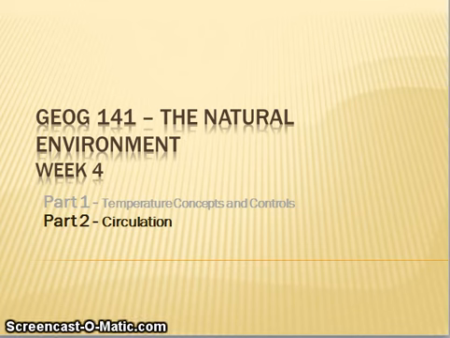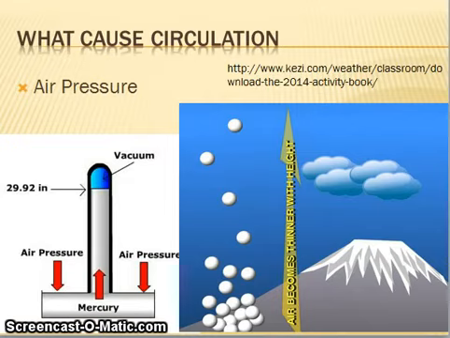So the second part of week 2, we're going to talk about circulation, predominantly atmospheric circulation. We'll talk a little bit about ocean currents. So this circulation is set up by the difference between warm air masses and cold air masses, and it's really based on this idea of air pressure. So air pressure is just the weight of the atmosphere over the surface of the Earth.